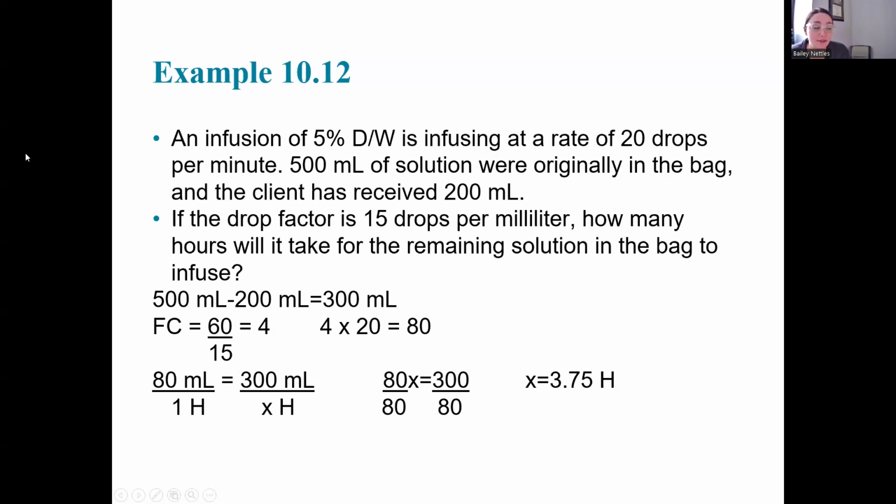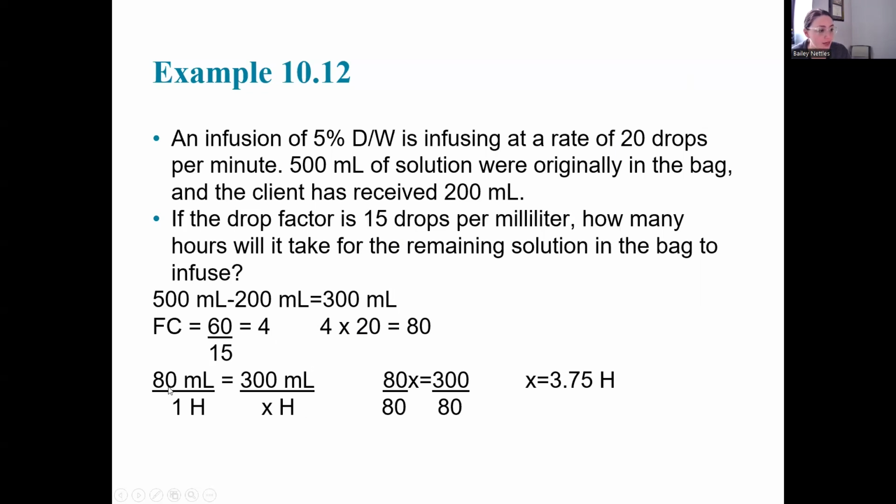So once again, we have to figure this out at the beginning for later. The factor converter is 60 over our drop factor. Our drop factor is 15. It equals 4. We're looking for milliliters, so we want to multiply. So 4 times 20, because that's our drops per minute, equals 80 mils an hour.